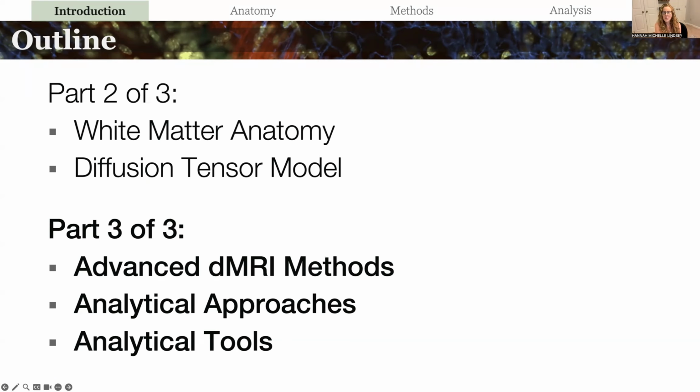So I'm now going to go over several advancements in the field of diffusion MRI acquisition and data reconstruction, which have been developed to overcome many of the major limitations of DTI that I previously discussed. I'll then go through several of the most common diffusion MRI analytical approaches and provide you with some information about different tools that are publicly available for you to perform those analyses.